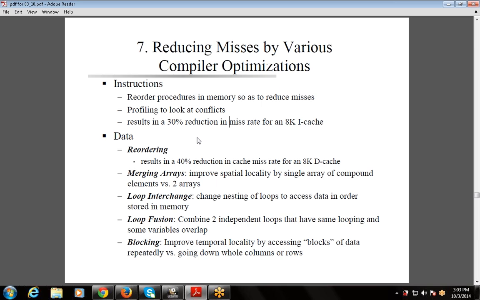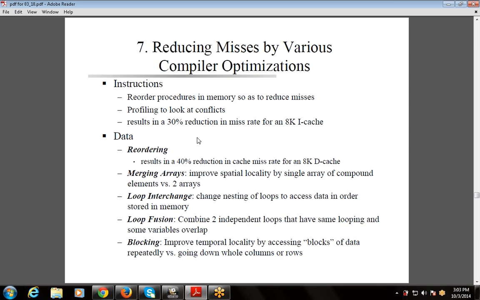Then next is profiling to look at the conflict. Taking the profile to look at the conflicts results in a 30% reduction in miss rate for an 8K I cache. So this results in a 30% reduction in misses for only the data size of an 8K I cache.